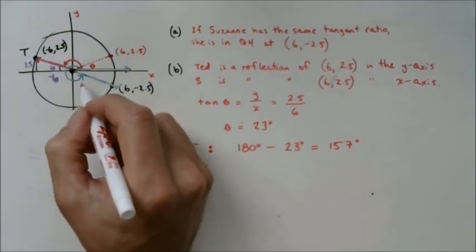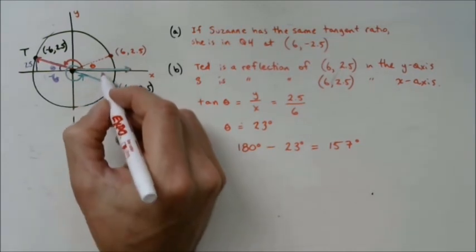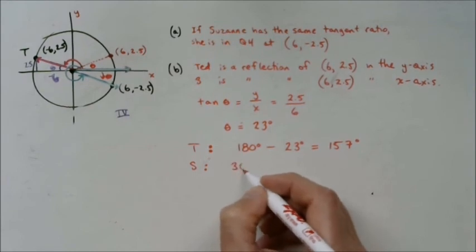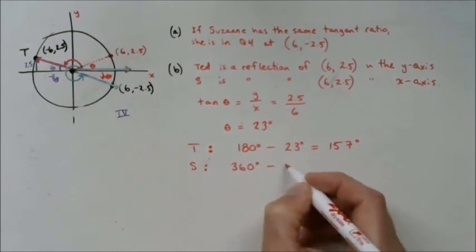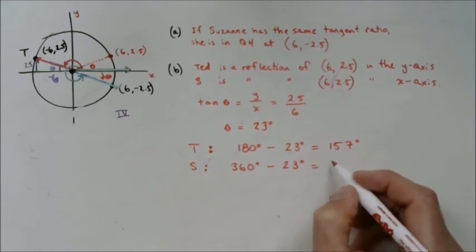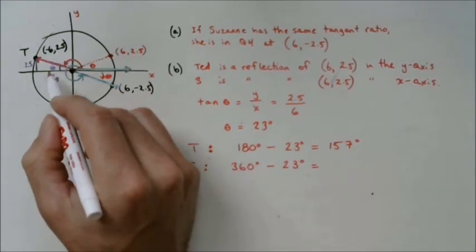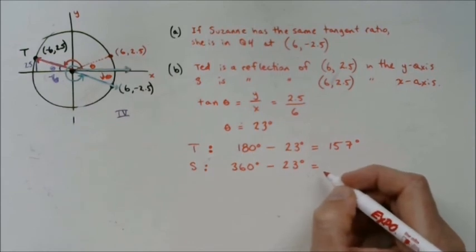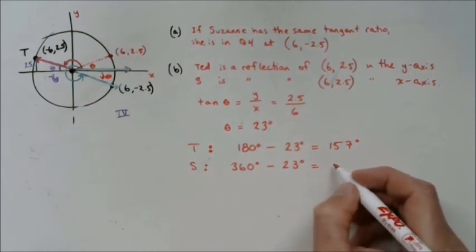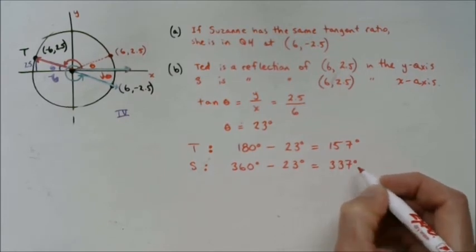And Suzanne, we can see she is 360 minus theta. So 360 minus 23. So to rotate from the initial arm around the circle to Suzette's house, not Suzanne, we're going to rotate through an angle of 337 degrees.